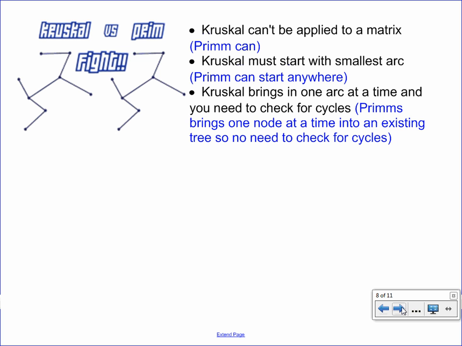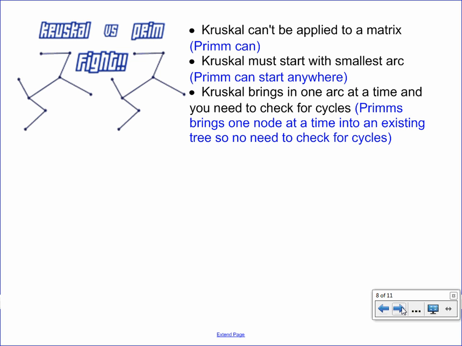Before you do the two that you've got in your pack, there's two ways. On the next video, we're going to look at Prim, finding the minimum spanning tree. One of the things is why would we use Kruskal or why would we use Prim, and some of the differences between them. Kruskal can't be applied to a matrix, which Prim can, which you'll see. Kruskal has to start with the smallest arc. You have no flexibility about where you start at all, whereas with Prim, you can start anywhere, which is an advantage. If you want to start at a certain town, or you definitely want to include a certain arc, you can start with that particular arc or node and go from there.